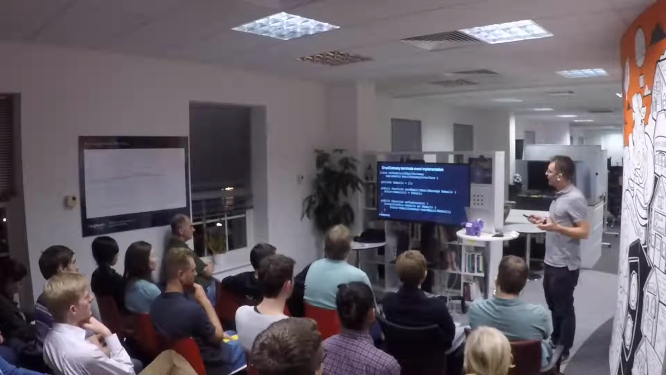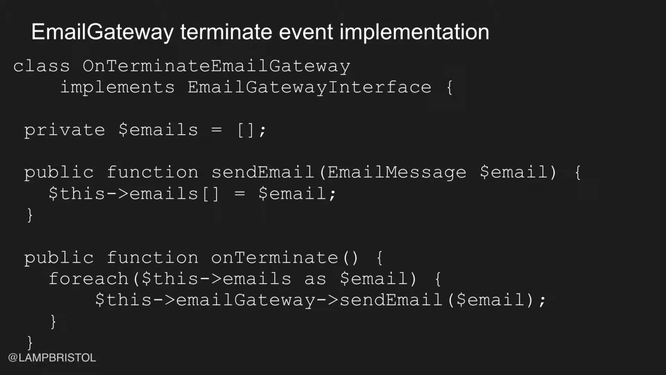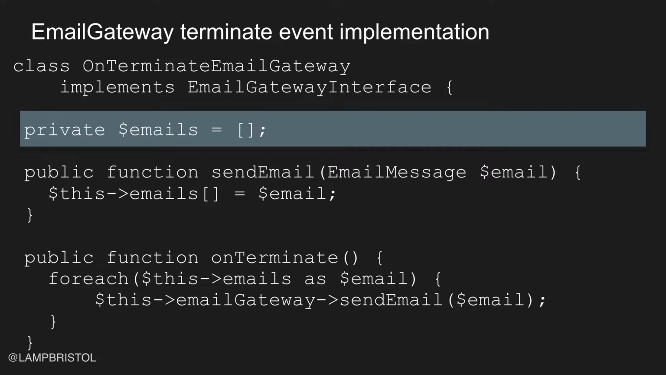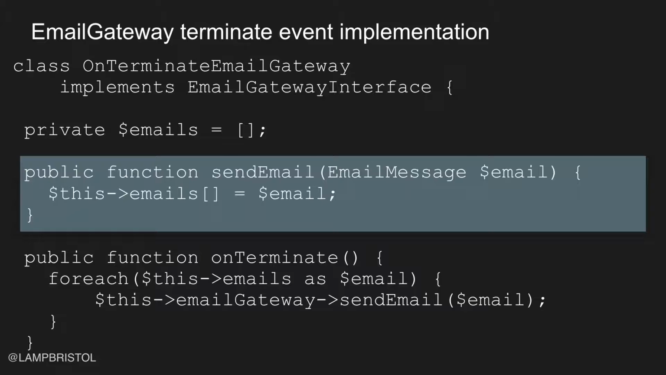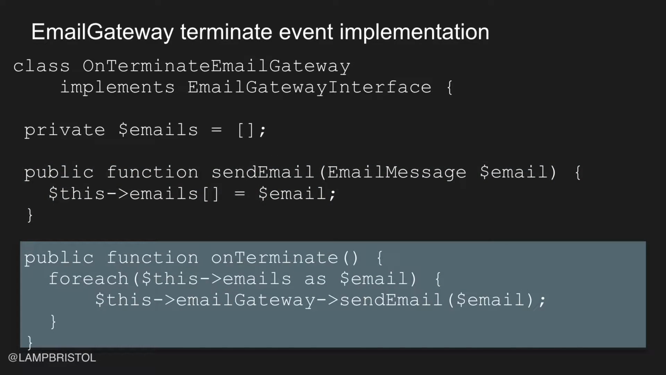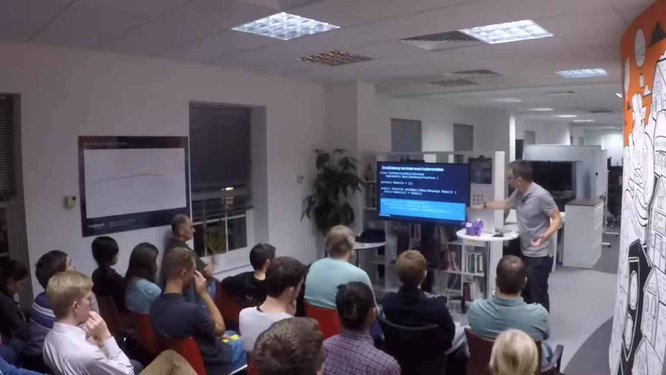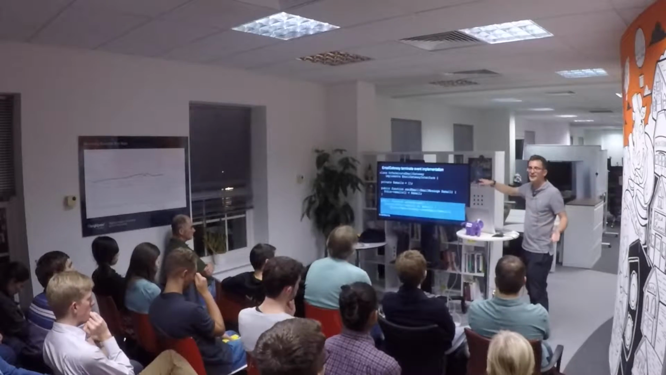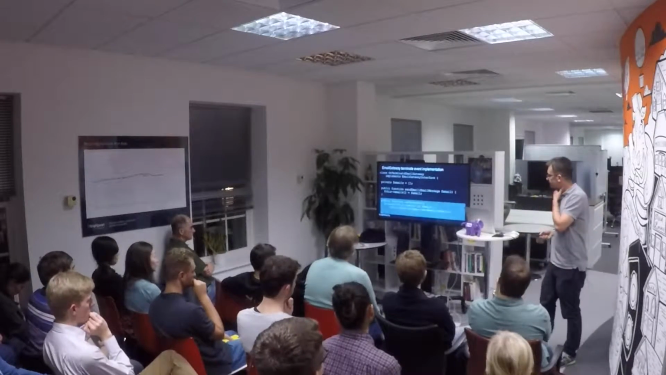And now we've got our on-terminate email gateway. Again, this complies with the email gateway interface. So anyone sending an email, obviously they're sending it to the email gateway interface, but actually we'll be using this implementation of it. So first of all, we'll keep a list of all the emails that we need to send. Then when we send the email, instead of actually sending it, we are just going to add it to the list of emails that needs to be sent. And then finally, we've got the on-terminate event, and basically that goes through the list of emails, and it actually goes and sends the email. Again, we're just using the email gateway interface.